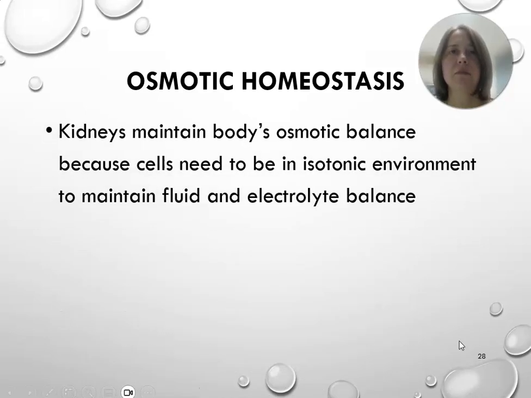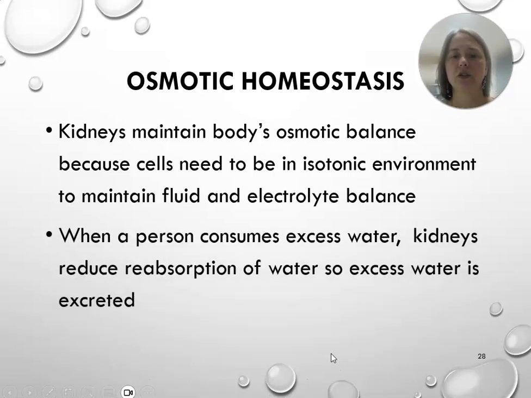Okay, let's talk about osmolarity, or the osmotic homeostasis. So kidneys maintain your body's osmotic balance because cells need to be in an isotonic environment to maintain fluid and electrolyte balance. So osmotic balance is the ratio between the ions and the water, and your cells need to be in an isotonic environment or else they will shrink or they'll burst, so we need to keep that the same. And your kidneys do this by either getting rid of or keeping more water, or getting rid of or keeping more ions or electrolytes.